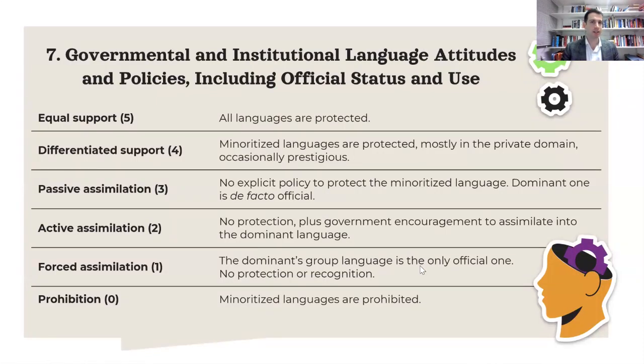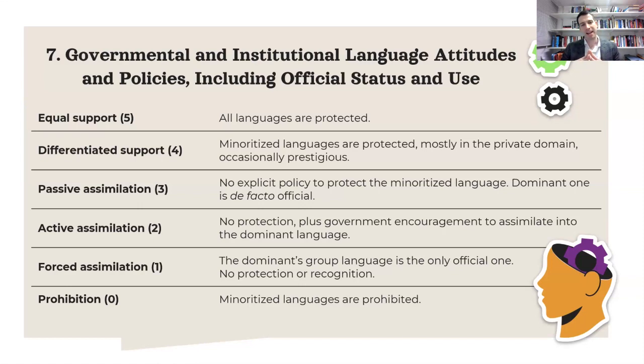Number 7 is the governmental and institutional language attitudes and policies, including official status and use. This is incredibly important. If a language is a dialect with an army and a navy behind, if you don't have that army or that navy, then your language is doomed, pretty much. The best possible situation is that where all languages are protected, or that language in particular is protected, equal support. Then it comes differentiating support, meaning minoritized languages are protected, mostly in the private domain, and occasionally they are considered prestigious, so there are positive language attitudes towards it.